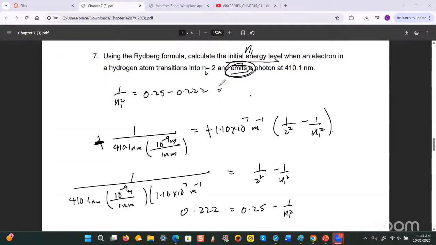So I got 0.0283. All right. And then to get N1 squared, that will be equal to 1 over 0.0283. So let me see what that gives. That gives 35. So therefore, N1 would be equal to the square root of 35.